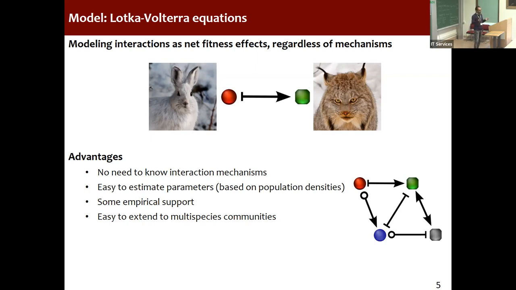These interaction coefficients are also easy to parameterize. You can take these populations, grow them together, and as long as you can follow the population sizes, you can get a pretty good estimate of the interaction coefficient. And there is some empirical support for it, which makes us more comfortable thinking that this could potentially work. And they're easy to extend to multi-species communities. You can just measure the pairwise interactions and build a network out of those pairwise interactions if you need to go to a larger number of species.